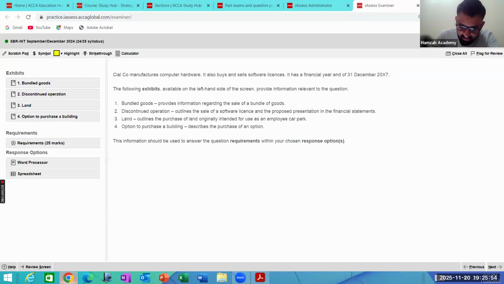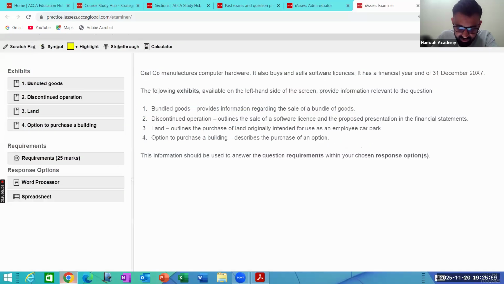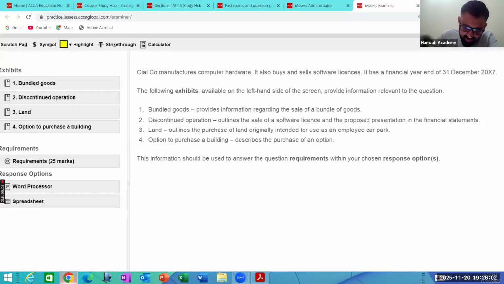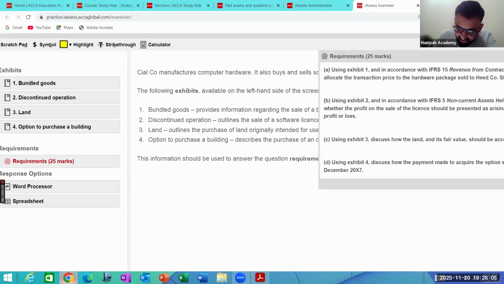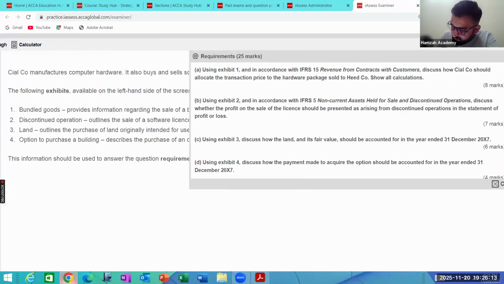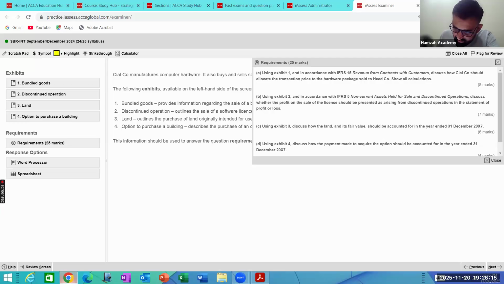Okay. That is the same question, but I have opened this question on the ACCA practice platform. So now the third exhibit. The first two exhibits we have discussed, bundle of goods and discontinued operation, and now we have a third exhibit. The third requirement is: using Exhibit 3, discuss how land and its fair value should be accounted for in the year ended 31st December 2007.